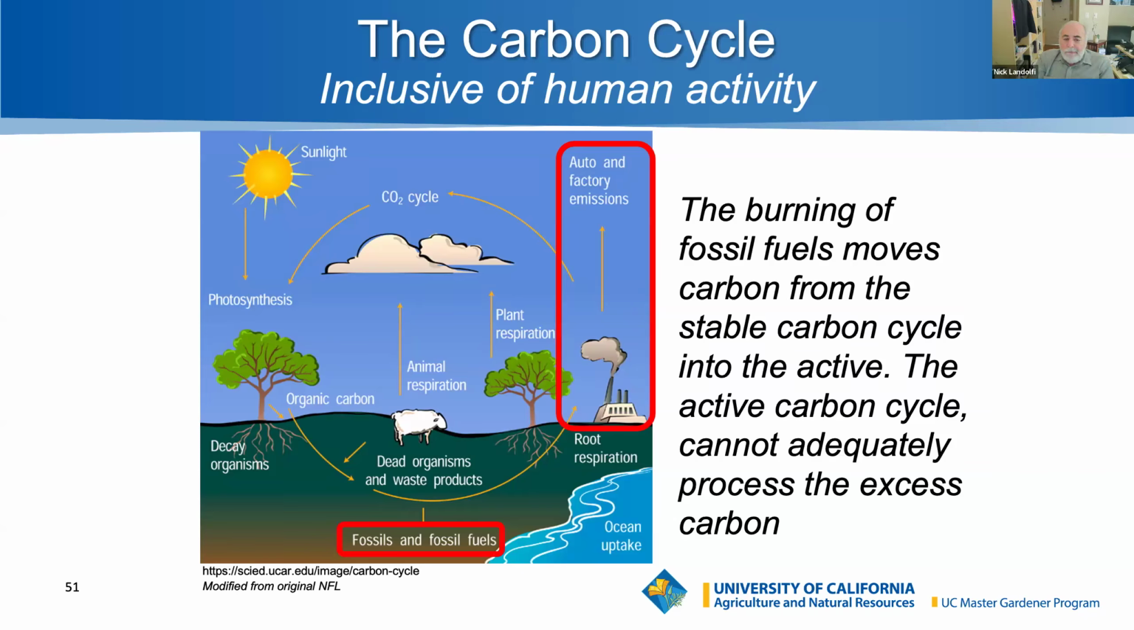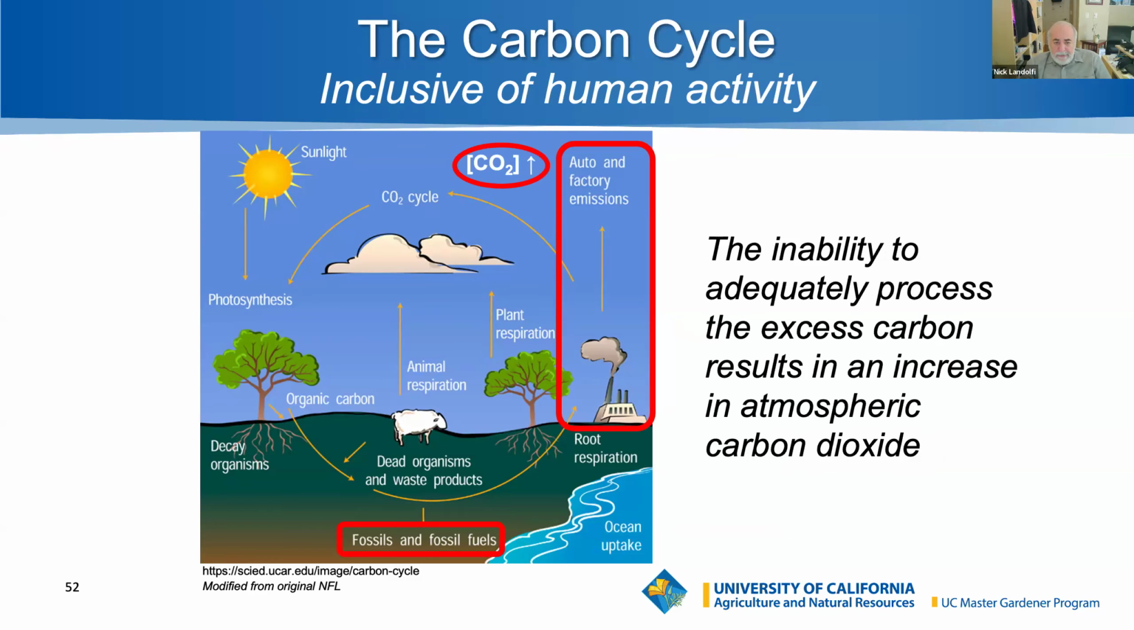The burning of fossil fuels essentially moves carbon from the stable carbon cycle to the active carbon cycle. The active carbon cycle cannot adequately process this additional carbon dioxide. This results in an increase in the level of atmospheric carbon dioxide, which is responsible for global warming and thus climate change.